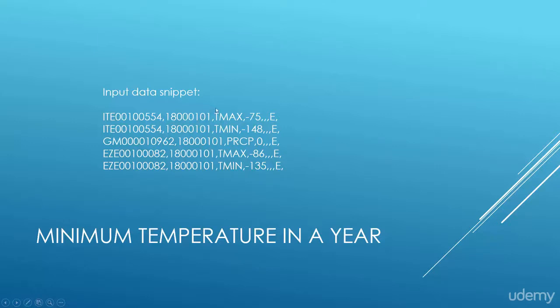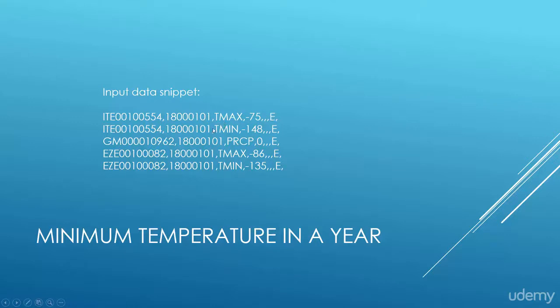And then the observation type, so here that's Tmax, so the maximum temperature observed on January 1st, 1800 for that weather station was -75, and that's actually in tenths of a degree Celsius, so that means -7.5 degrees Celsius was the maximum temperature observed on January 1st, 1800, and I believe that's Paris. Pretty cold day. And then we have a bunch of extra fields that are unused in this data set, and we can just discard those.